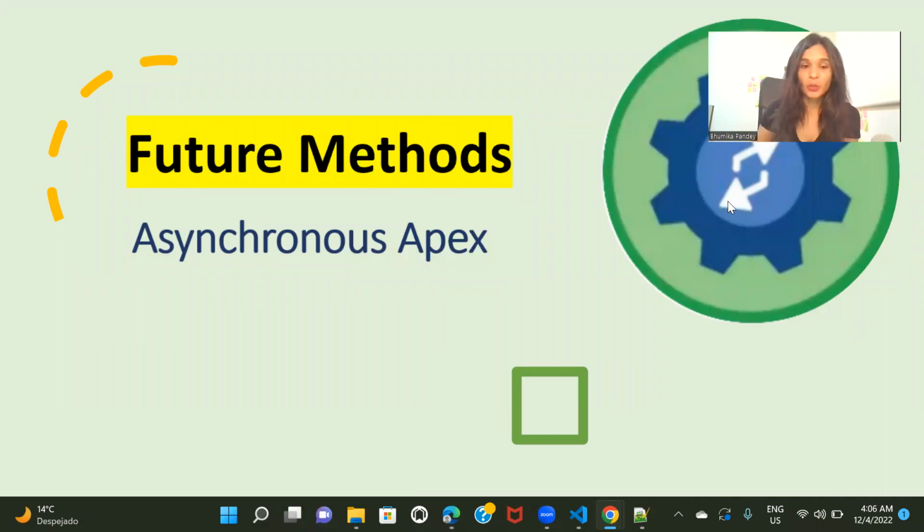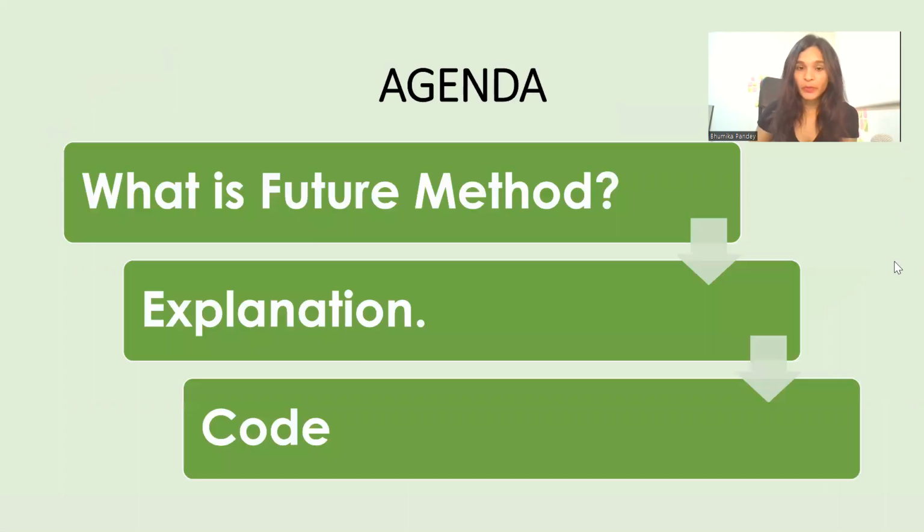So let's just start with the future methods. In the previous session, we talked about what an asynchronous process is and how many types of asynchronous process are available in Salesforce. So we are going to start with the future methods. All right, so this is the agenda for the session. We'll talk about what a future method is, I'll explain a little bit about it, and I'll take an example and we'll go ahead and implement it.